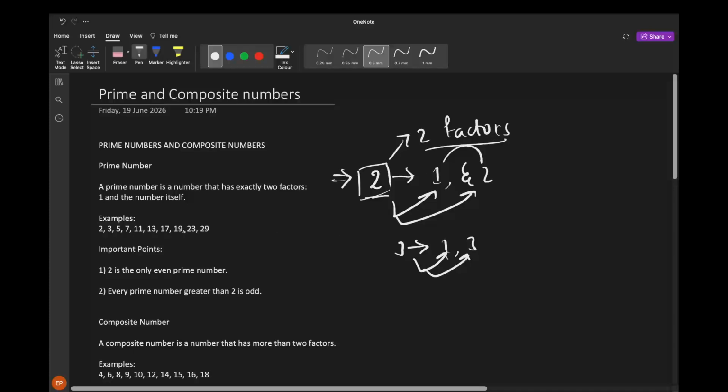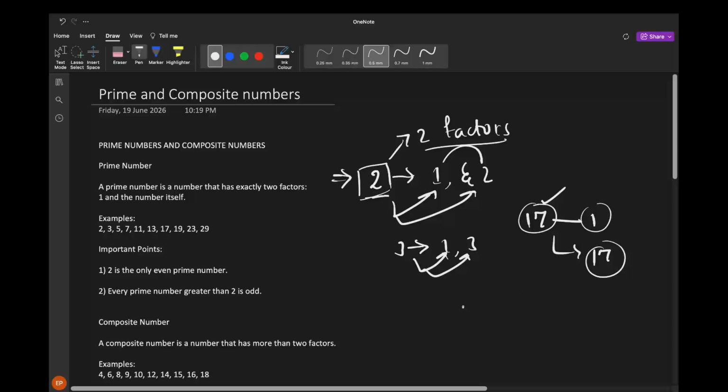If I take 17 from this list, it is only divisible by 1 and the number itself, 17. It can't be divided by anything other than 1 and 17. So it is called a prime number, as it has only two factors.